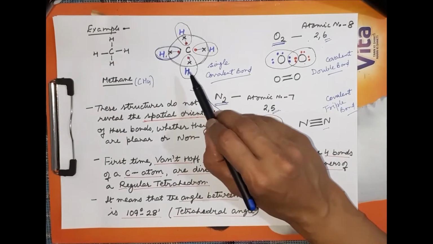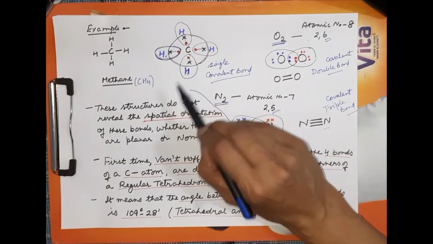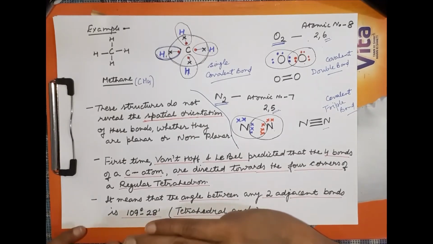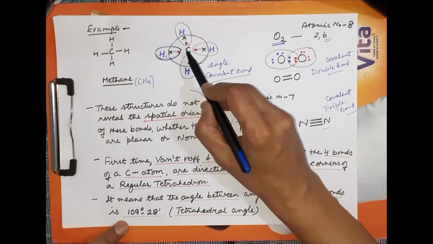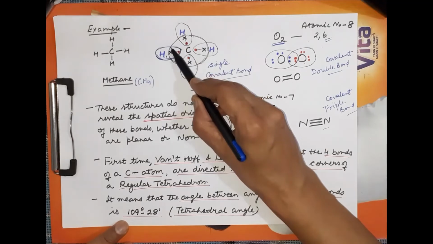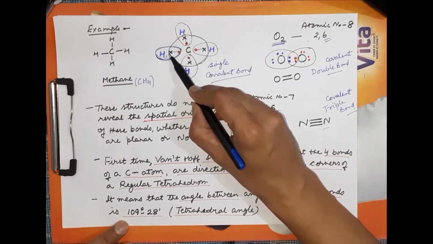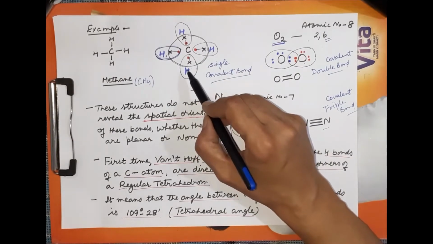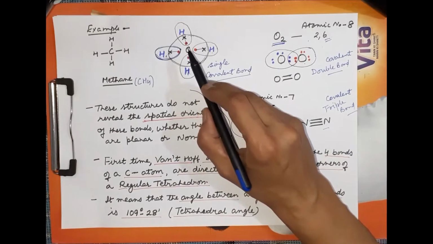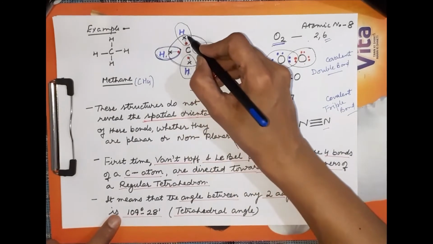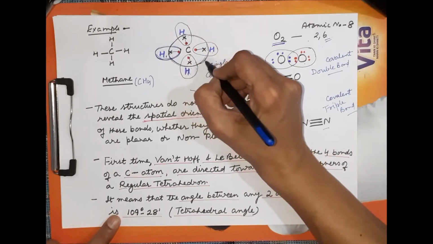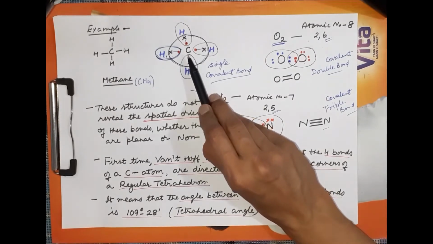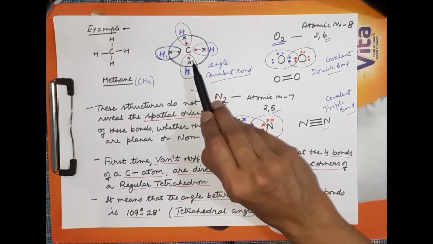Now we can come to the carbon atom. As carbon atom needs 4 more electrons to complete its octet, how does it happen? This carbon atom shares all the 4 electrons from all the 4 hydrogen atoms, so one electron from each hydrogen atom. In this way, it can be shown like this. So carbon is able to complete its octet by having 8 electrons.